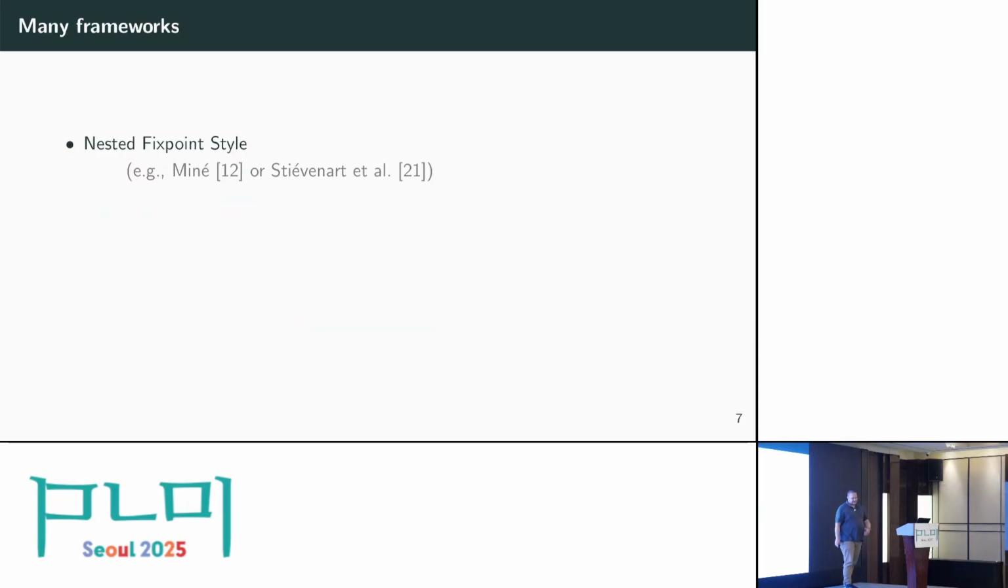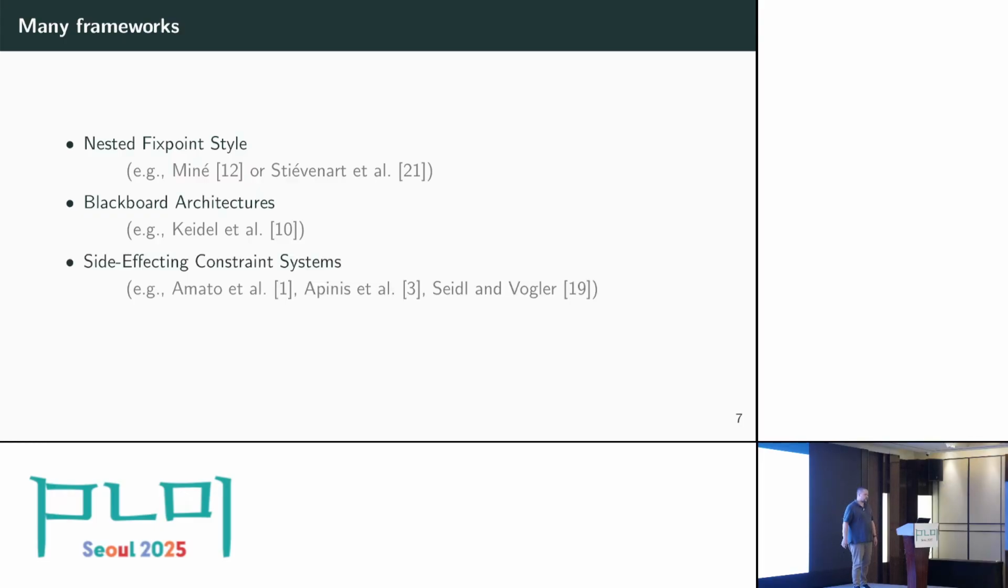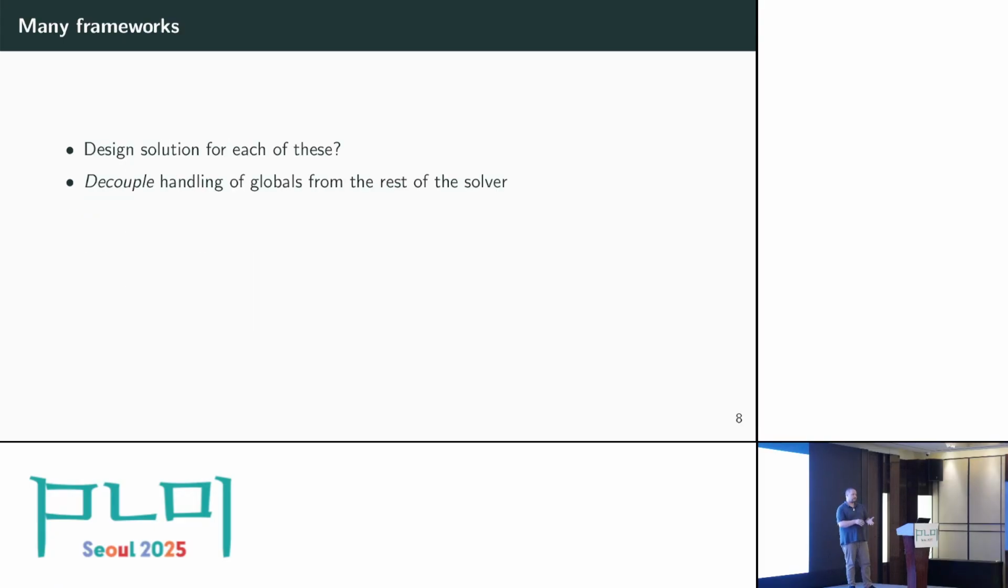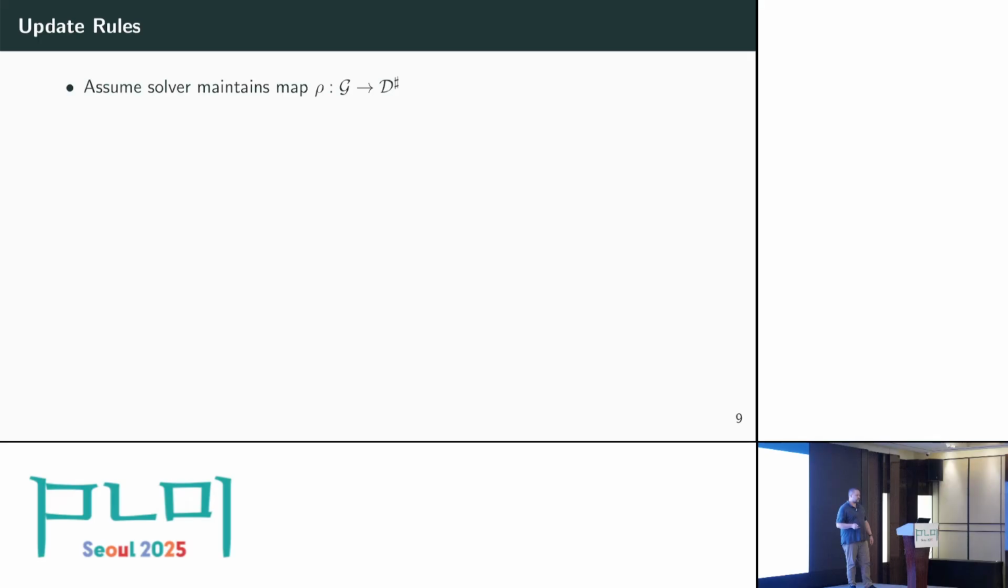Now, initially we said, okay, let's integrate it into our framework, but then we realized that there's a whole zoo of frameworks that somehow support this mixed flow sensitivity. You can formulate it as some sort of nested fixed point algorithm. Some people have proposed something called a blackboard architecture. Our group has at some point proposed these side effect and constraint systems. So we thought it might be nice to have a solution that works for all of them. To do this, we would like to decouple handling the updates of these globals from the rest of the solving mechanism. And we do this by what we call update rules.